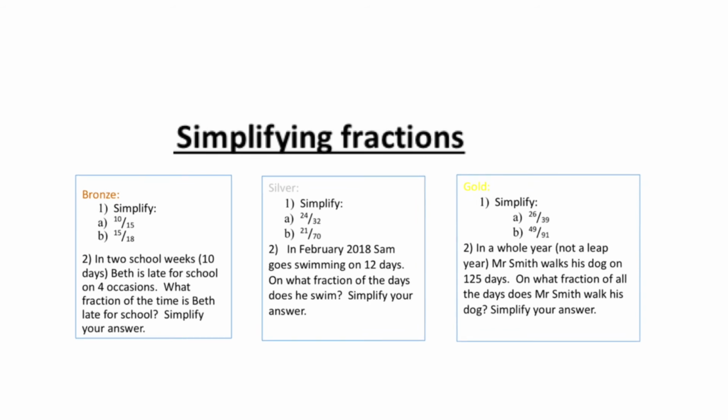Right, so what I would like you to do now is pick a set of questions to simplify. So either pick the bronze questions, the silver questions, or the gold questions. For all of the questions, you've basically just got 3 things to do. You've got 2 fractions to simplify, and then you've got a question to answer. So the questions for the bronze are the most straightforward, and the gold are most difficult, and silver somewhere in between. Okay, so if you pause the video just now, answer those questions, and then come back and check your answers.